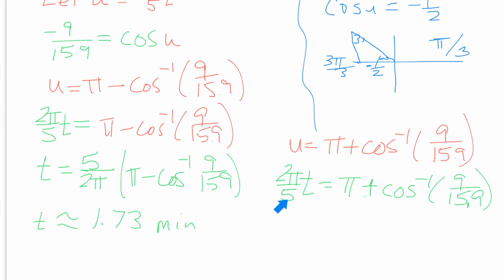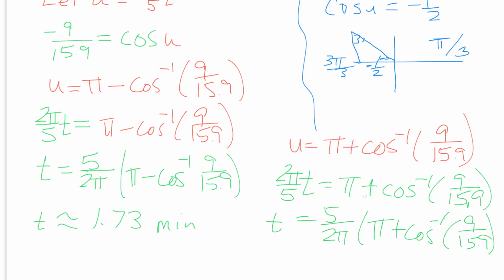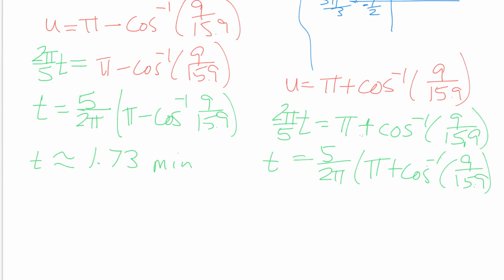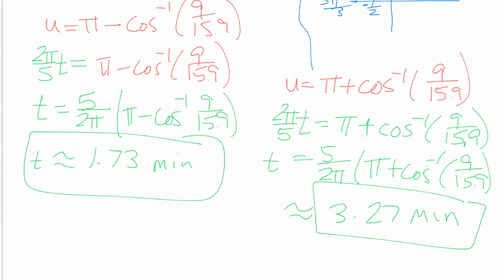Then we're going to do the same thing over here, multiply by that 5 over 2 pi. So t is going to be 5 over 2 pi times pi plus the cosine inverse of 9 over 15.9. Plug that in your calculator. Verify that you got the right answer with me. If you did do that correctly, you should get about 3.27 minutes. These are our answers. If you have questions at any part, let me know.